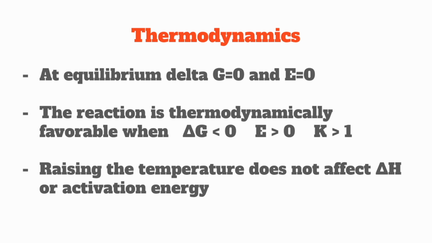At equilibrium, delta G equals 0 and E equals 0. The reaction is thermodynamically favorable when delta G is less than 0, when E is greater than 0, and when K is greater than 1. Raising the temperature does not affect delta H or activation energy.